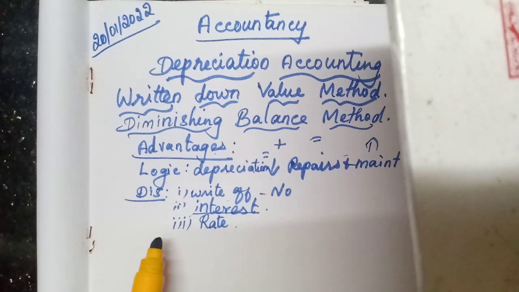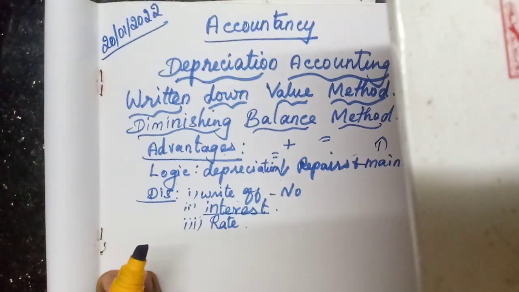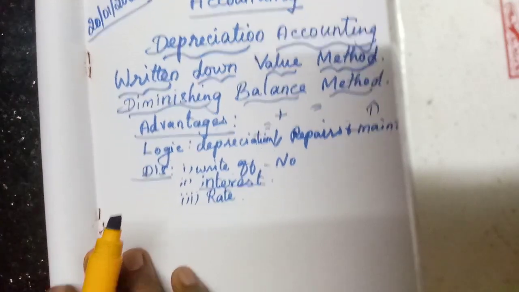So we have learned the straight line method and the diminishing balance method. Now we will see how the problems are done. We will do the problems.